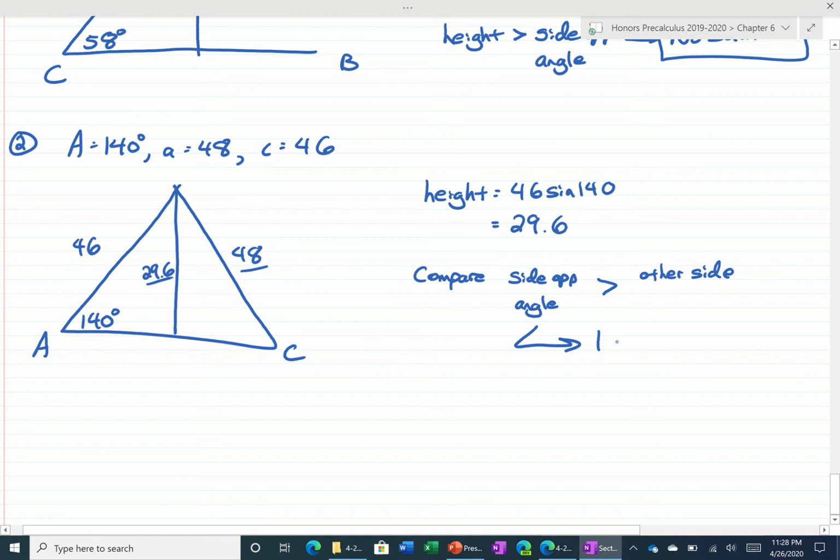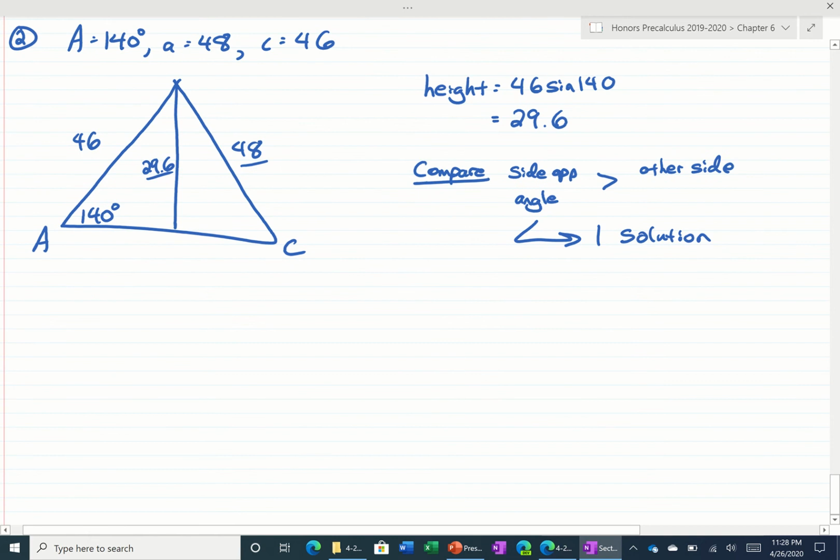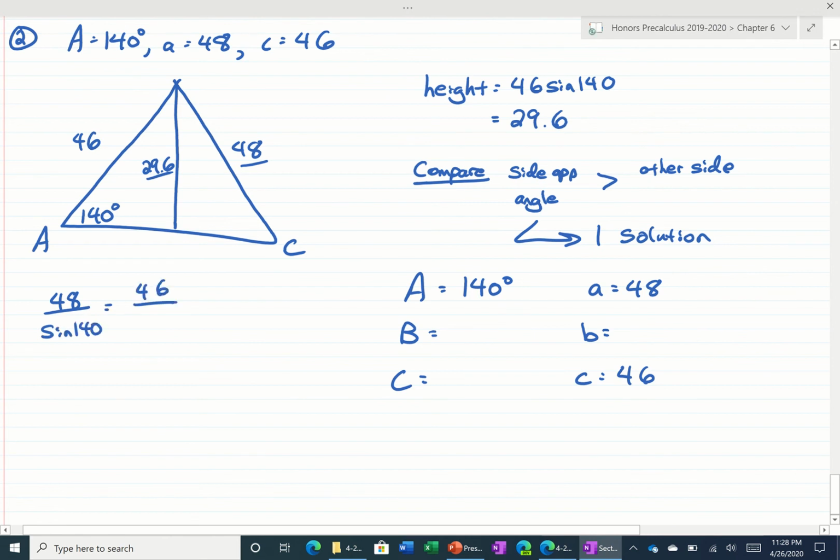So if you look at our flow chart, this is just one solution. So using the law of sines, we're just going to get one solution here. I don't feel like I need to show you all those steps. This is kind of like an easy one. We talked about how to do this yesterday. So if there's only one solution, we know that this is 140, this is 48, C is 46. So the way I would set this up is I would do 48 over the sine of 140 and set that equal to C over the sine of angle C.